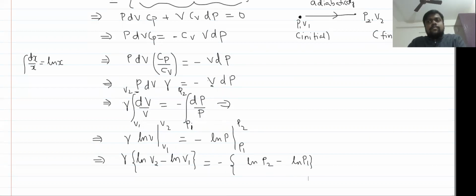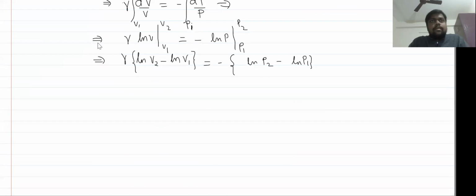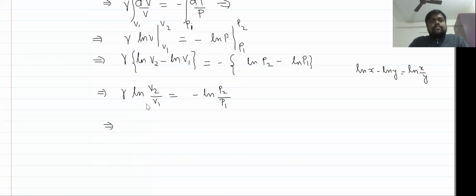Now further, when you simplify this, using the property of ln x minus ln y is equal to ln x by y, if you use this here, you will be getting gamma ln V2 by V1 equal to minus of ln P2 by P1. Okay. So this is what we have got.